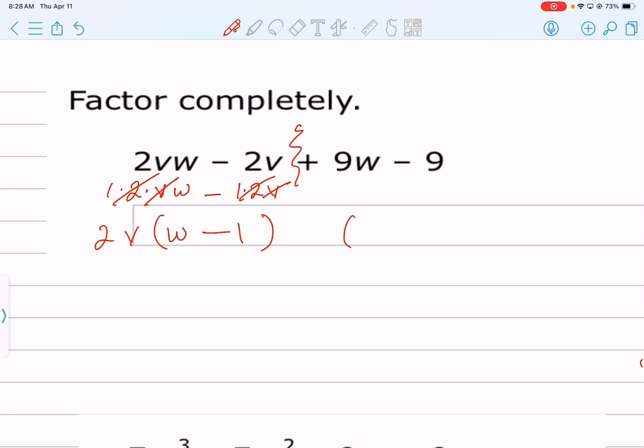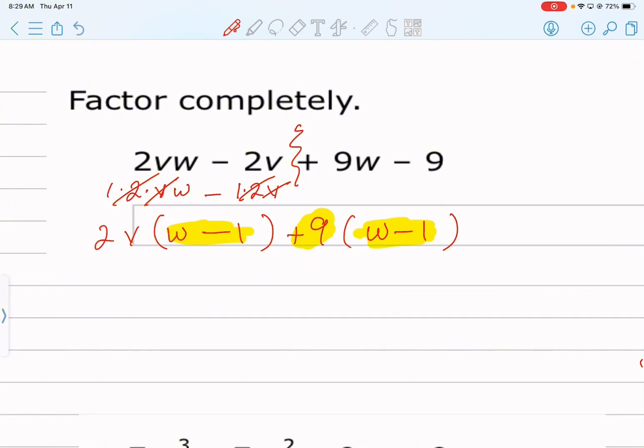Someone tell me what goes there. You gotta copy and paste the exact same one inside here too. And this would be W minus 1. And is it plus or minus? Let's check it. So it's gonna be plus 9. Yeah, plus 9. And how do we know it's plus 9?